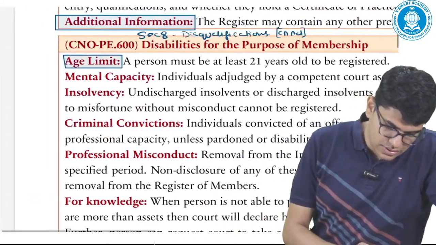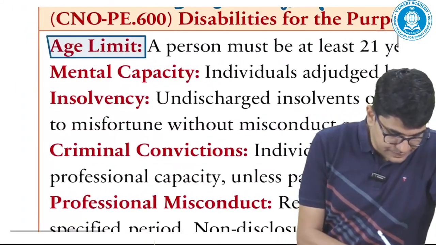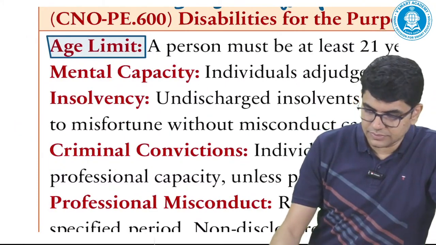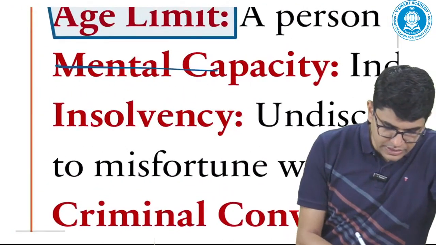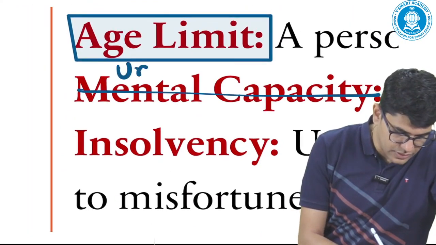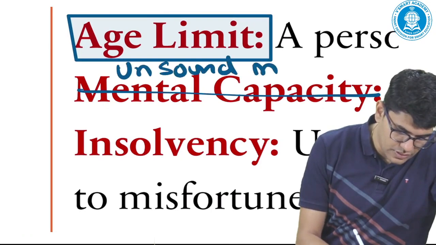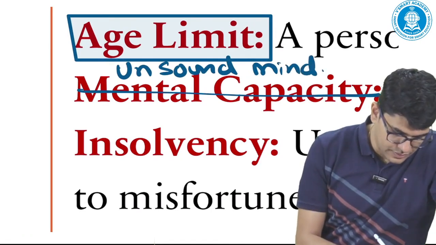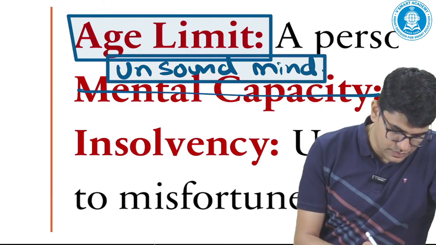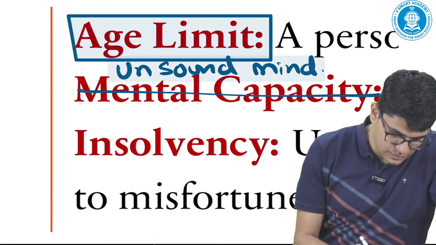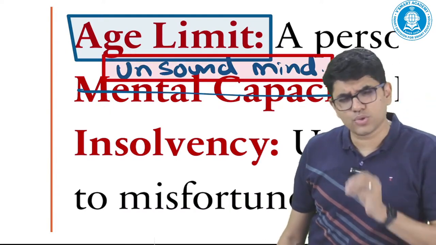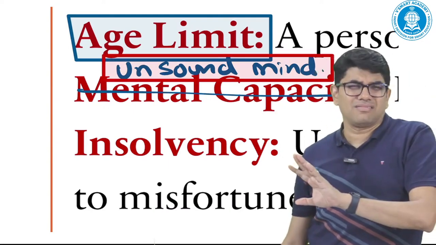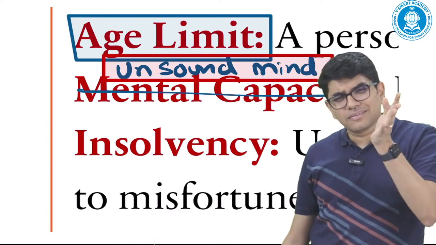Now the person is grown up, fine, but then he is adjudged by a competent court as of unsound mind. So instead of mental capacity, a better word is unsound mind. You can make the changes. So if the person has not attained the age, disqualified. He has attained the age, but he is a person of unsound mind, disqualified.